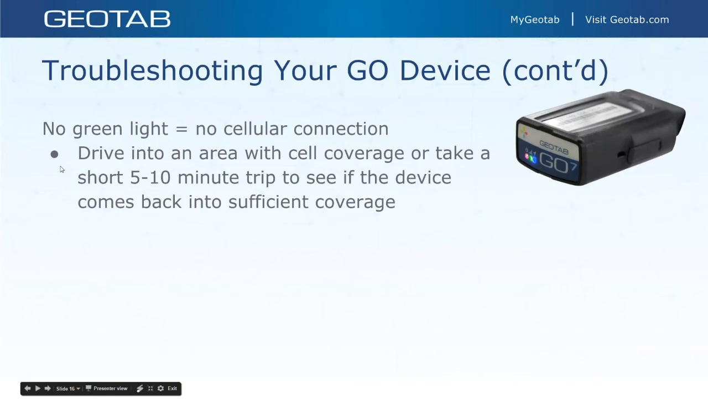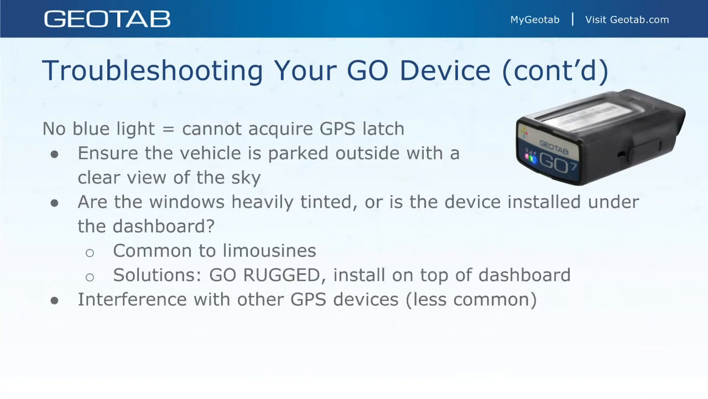A green light equals cellular connection, so no green, no cell service. You want to make sure that you are in a cell coverage area. And one of the resources that we have for you are some different cell coverage maps for different areas and different carriers. You can try driving into an area with cell coverage. You can take a short 5 to 10 minute trip to see if the device comes back into sufficient coverage. Now, if there's no cell coverage, there's not a lot that can be done about that aside from being in an area where that cell coverage exists.